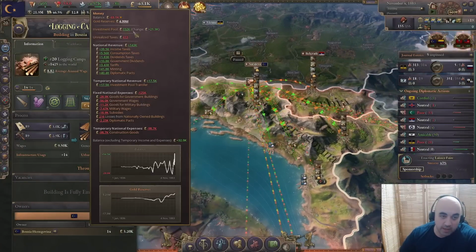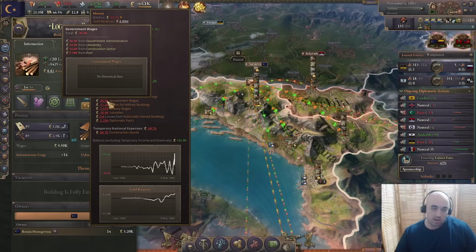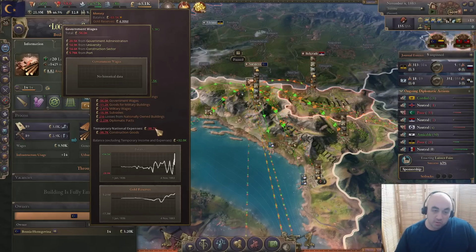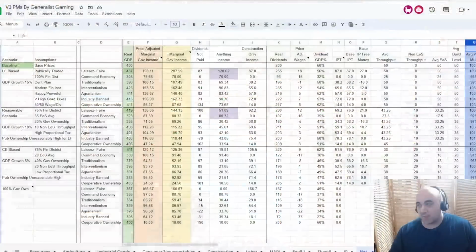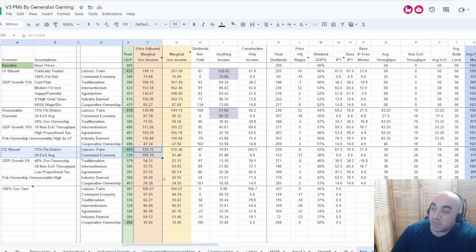If we come in here and look at what we're paying, you see 56K for government wages. These aren't getting more expensive because prices have gotten more expensive. We see that construction goods are getting more expensive because prices have gotten more expensive. But for the sake of simplicity and not having an overwhelmingly complex spreadsheet, we have omitted that, and we have this price-adjusted marginal government income. Because this adjustment does favor command economy, even with it, laissez-faire under every single condition, including the one that's biased to command economy, is going to be beating the command economy in terms of how much money you're generating.